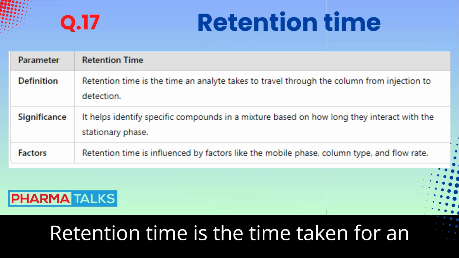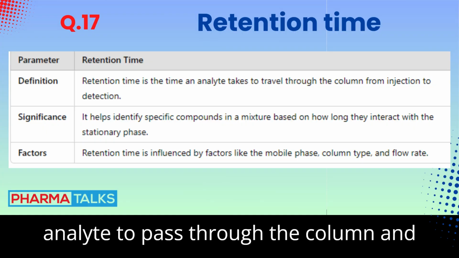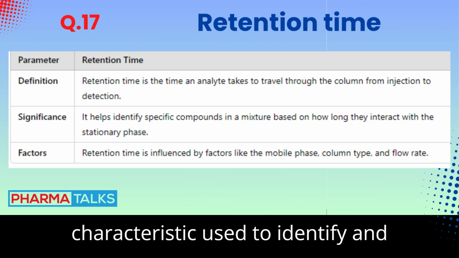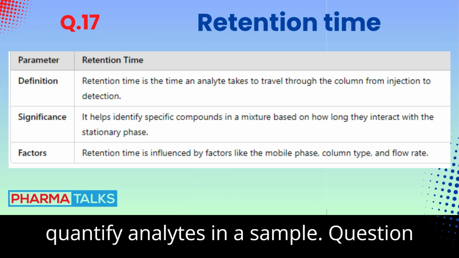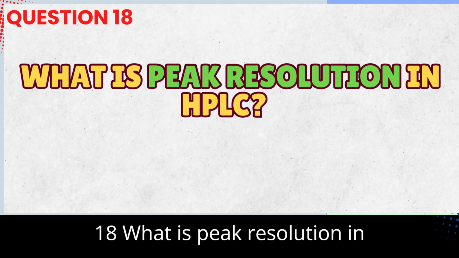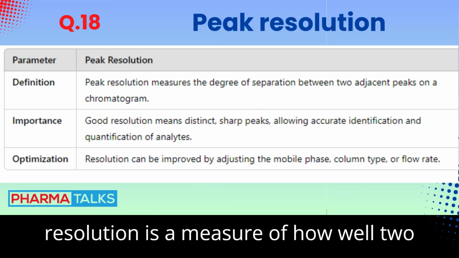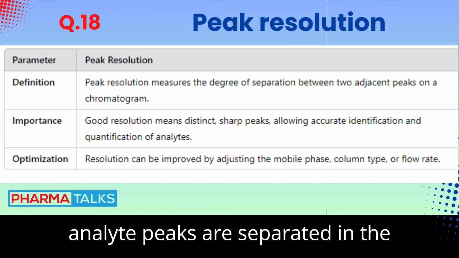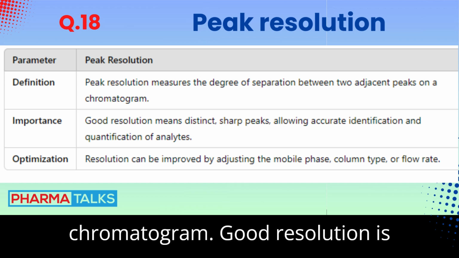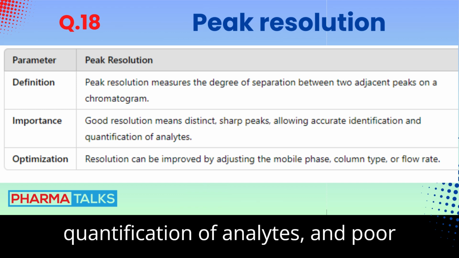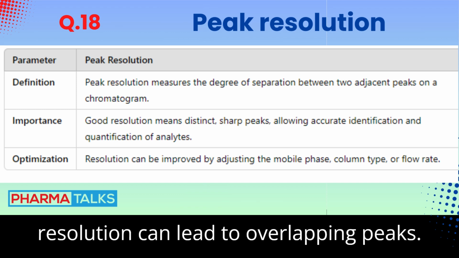Retention time is the time taken for an analyte to pass through the column and reach the detector. It is an important characteristic used to identify and quantify analytes in a sample. Question 18. What is peak resolution in HPLC? Answer. Peak resolution is a measure of how well two analyte peaks are separated in the chromatogram. Good resolution is necessary for accurate identification and quantification of analytes, and poor resolution can lead to overlapping peaks.